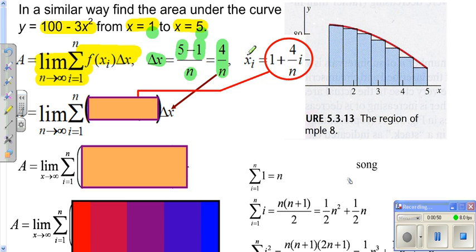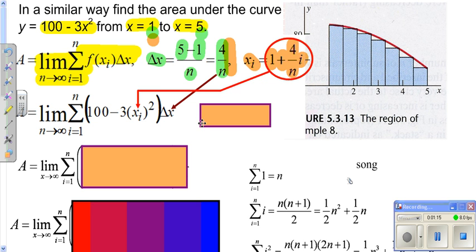We then also have our x sub i. x sub i is your beginning, which is starting at 1, plus your delta x, which we had right here, times i. So now we have our x sub i. So we want to go and rewrite just the f of x sub i, and we're going to get this.